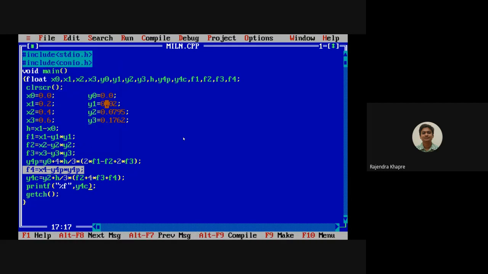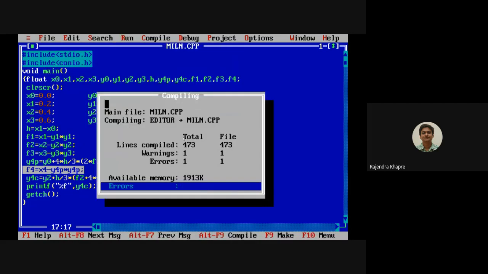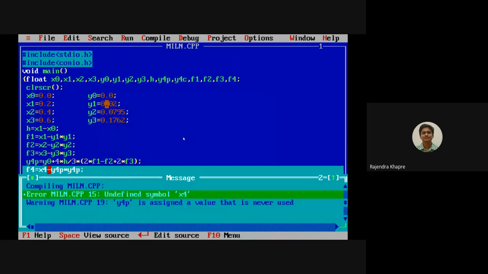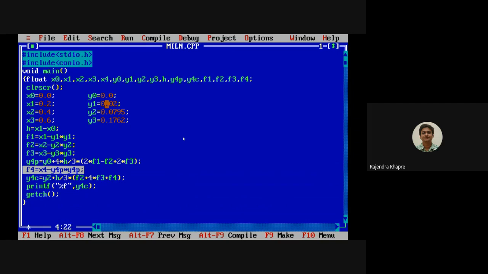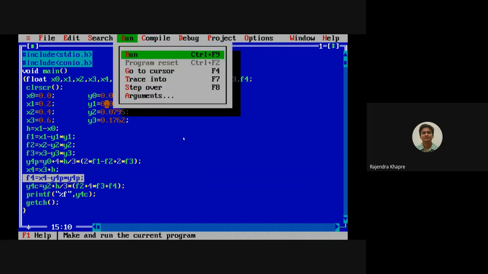Okay, so let me save this and let me execute this. So I'm getting one error, because the x4 symbol we have not yet defined. So we have to define the value of x4, and at the same time we have to give the value also. So here I'm going to put x4 over here, and before doing this we should know what is the value of x4. So x4 is nothing but x3 plus h. Simple. Okay, so let us execute this.